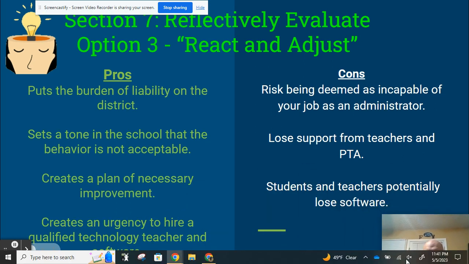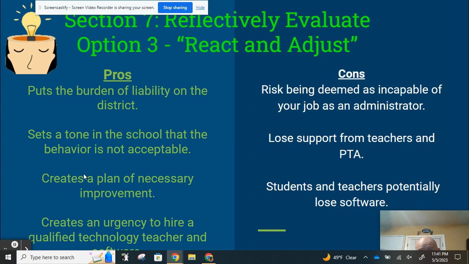Option three, react and adjust. So this puts a burden of liability on the district. Because you voice this with the district, it really puts it on the school district to say, okay, let's talk about what's the liability that we have. Creates a plan necessary for improvement. It creates an urgency to hire qualified technology teachers to get the software. Sets a tone in the school that the behavior is not acceptable.